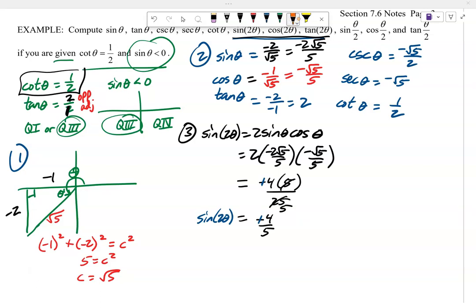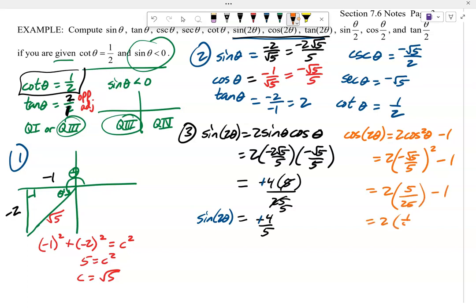Now let's find the cosine of 2 theta. I look on my formula sheet, and you can use any of those 3, but I'm going to use 2 cosine squared minus 1. So I got 2 times the cosine of theta, -√5 over 5, but remember, the cosine is being squared. So -√5 times -√5 is a positive 5. 5 squared is 25. So I got 2 times 1/5 minus 1. I got 2/5 minus 5/5 is -3/5. So there's our cosine of 2 theta.